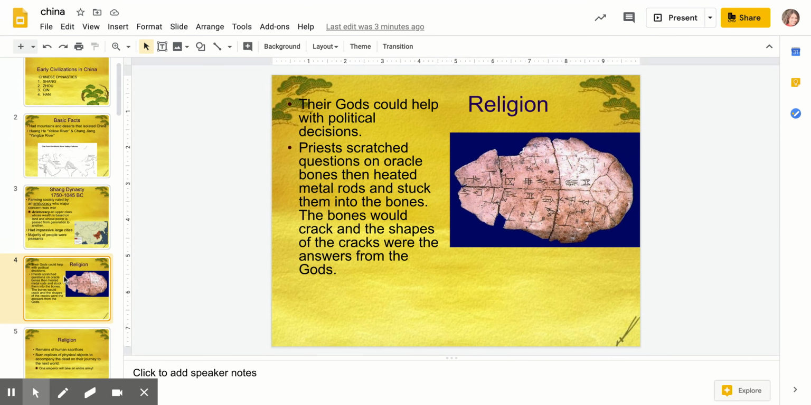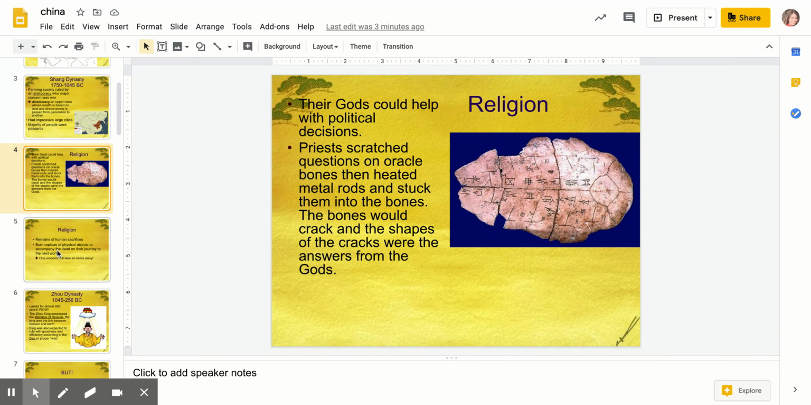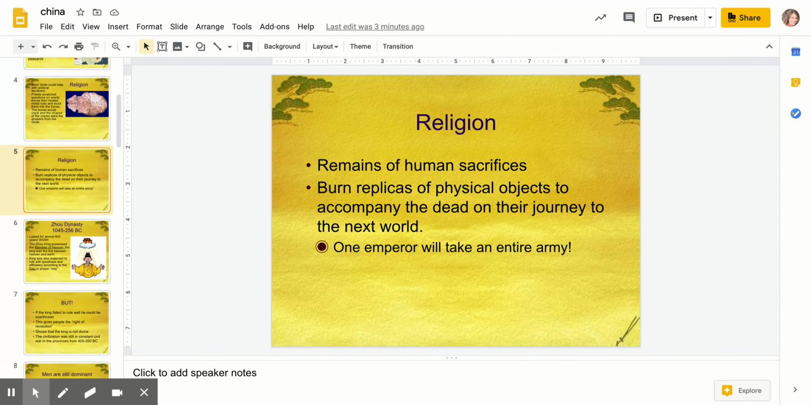We also know that they were a religious society because of something called oracle bones. An oracle bone was an animal bone that had questions scratched into it in writing, which also gives us another characteristic of civilization: there was writing. The bones were heated by inserting a hot metal rod, which made the bone crack, and then priests would read the cracks as answers or messages from the gods, kind of like palm reading today. Okay, so we know that there was religion.